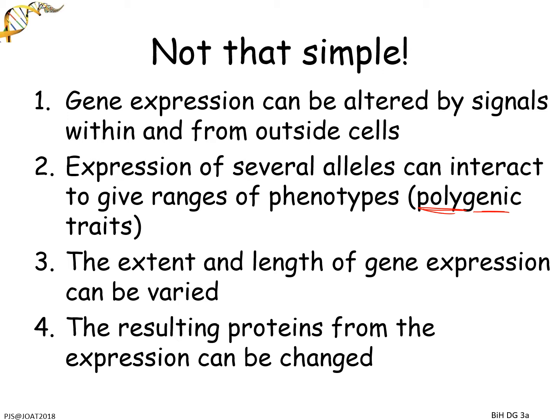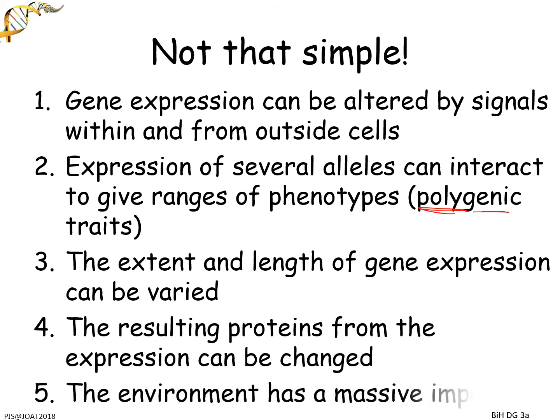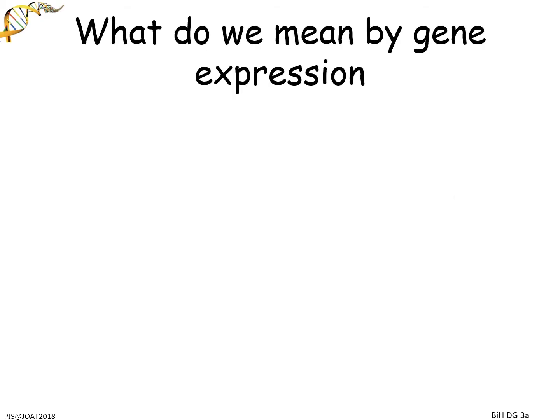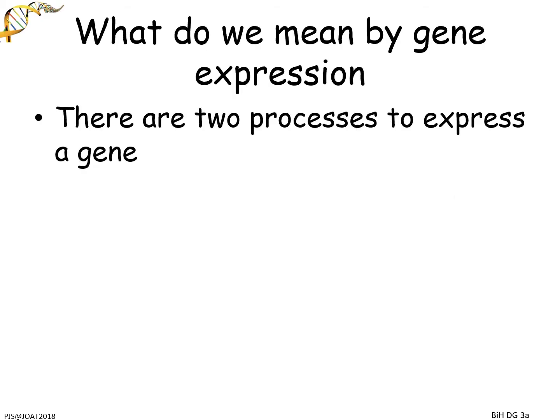But then that's not surprising, because we were talking about how you actually make a complex system work, and a cell is a wonderfully complex system. And then on top of that, we're going to see the environment can also have an impact. So what we mean by gene expression, we need to take somehow the information you've got on your DNA and make that into something that can then do a job.